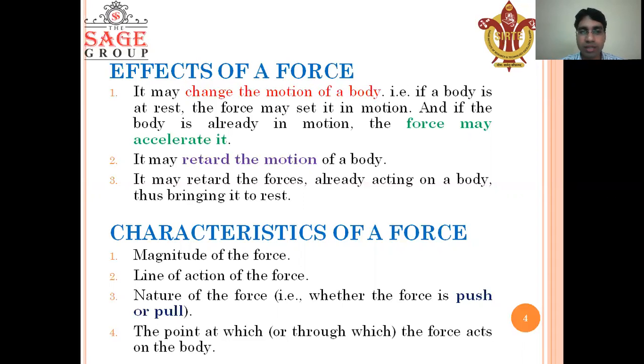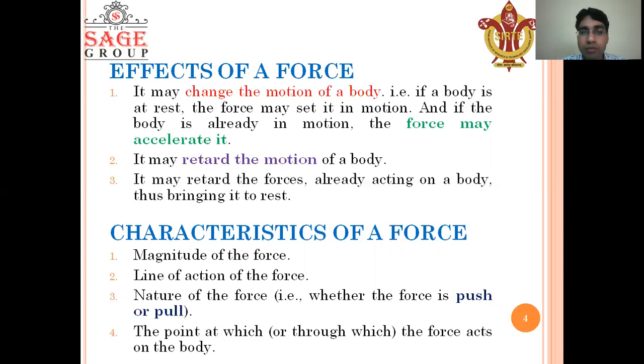And what are the characteristics of forces? A force has these types of characteristics, some of which are shown in front of you. First one is the magnitude of the force, that means 2, 3, 4, 5, 6, 7, 8. These are the magnitudes.